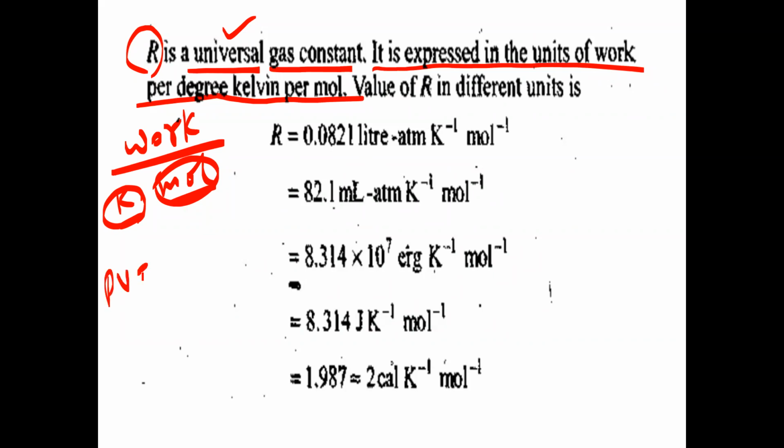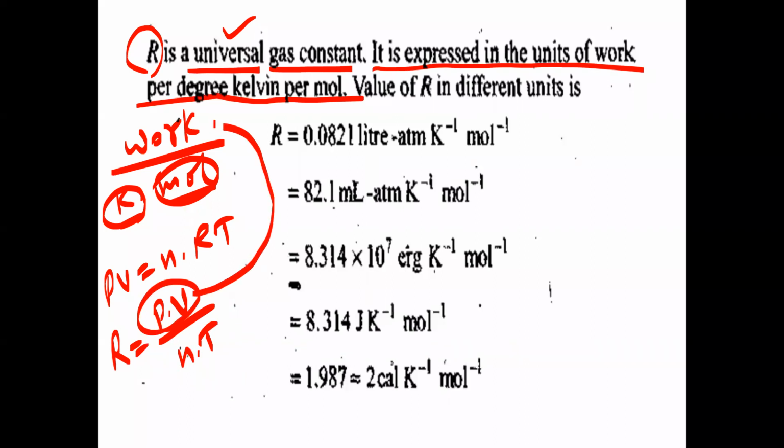Generally we know that PV is equal to nRT, right? From this, R is equal to PV by nT. So here PV is nothing but work done. P into V is nothing but the work done. So the work done by the gas is equal to pressure exerted by the gas into volume of the gas. This product will give work done by the gas, divided by Kelvin. Capital T is Kelvin temperature, small n is mole. So work done divided by mole Kelvin will be the units of R.